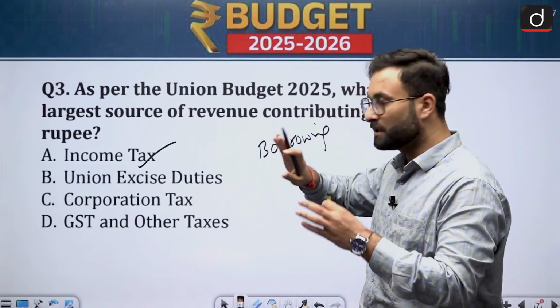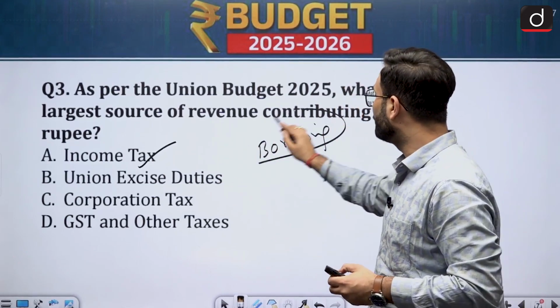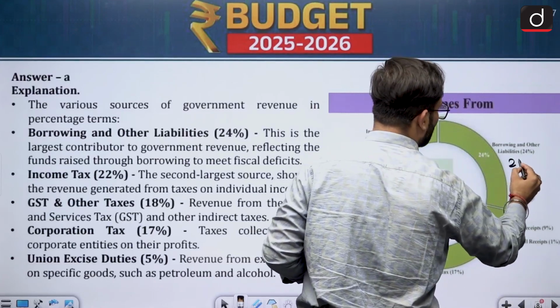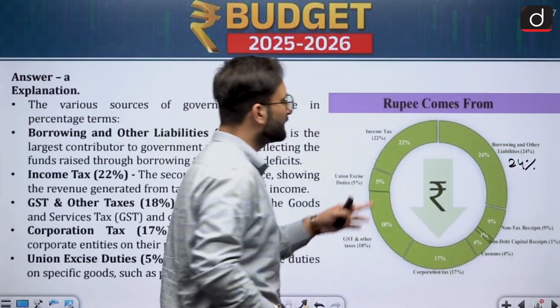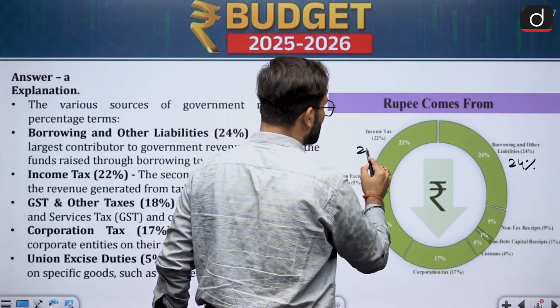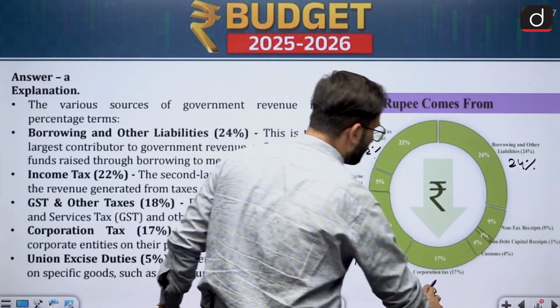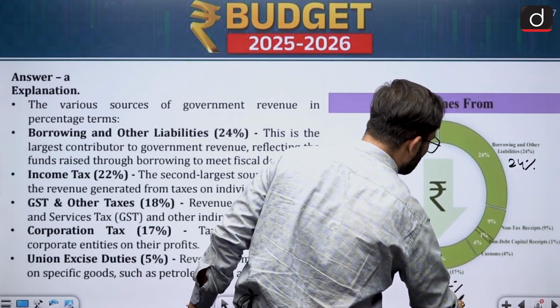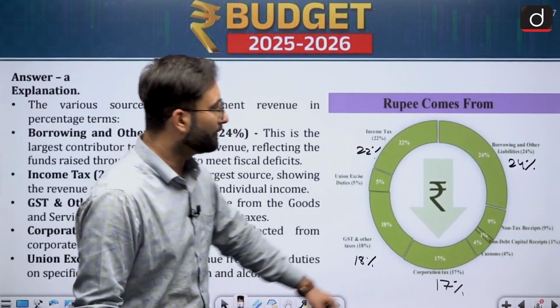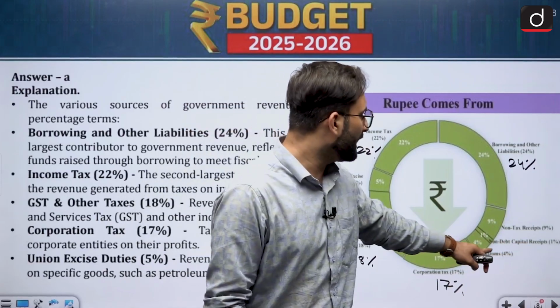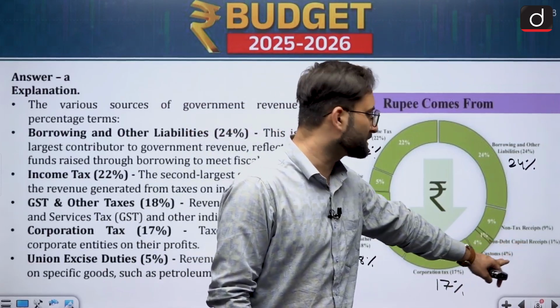And otherwise, if you see overall, then borrowings are the top one from which we are receiving money. Okay, so here you can see borrowings are there for 24%. After that there is income tax, that is 22%. After that we have GST, that is 18%. Then we have corporation tax, that is 17%. Other than that, we have non-tax receipts. Other than that, union excise duties, non-debt capital receipts and customs, that is 4%.